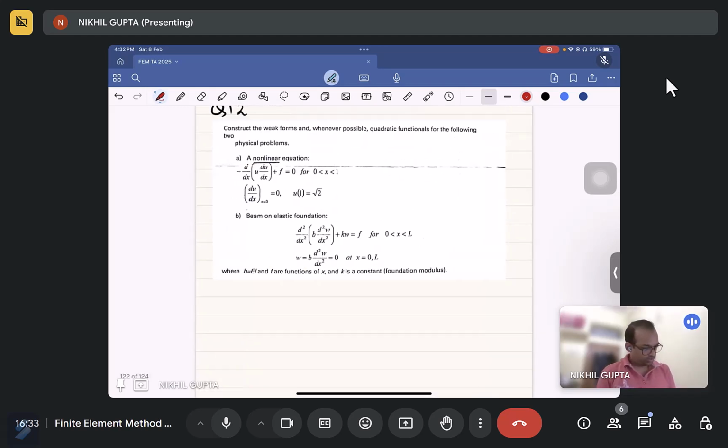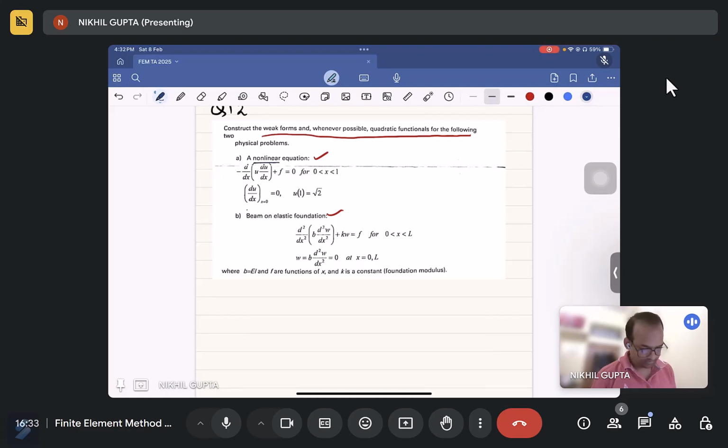So now this is a different question I've brought. There are two physical problems given here, one known as a non-linear equation and the other a beam elastic condition. You have to construct a weak form of it, and if possible, get the quadratic function as well. So let's start with the first one, which is a non-linear equation.